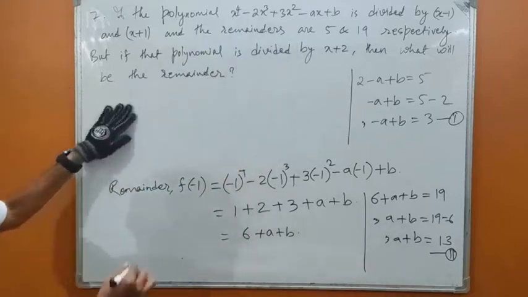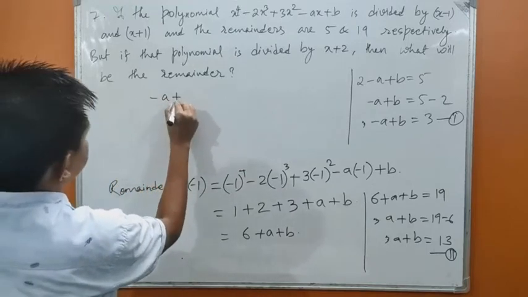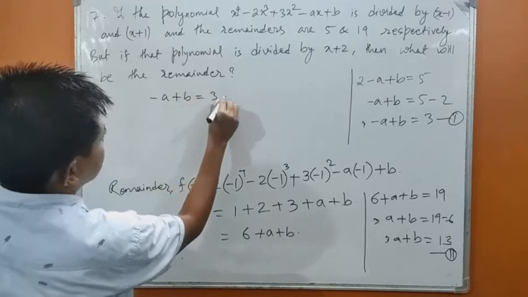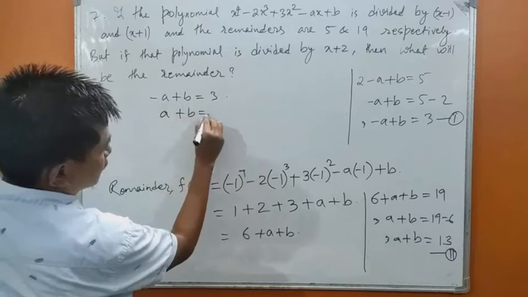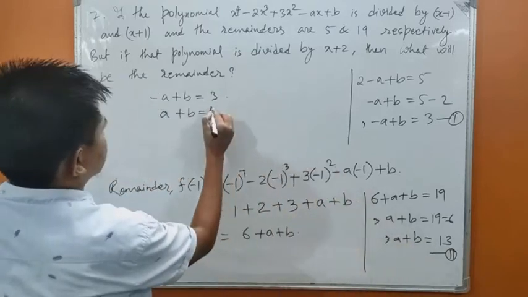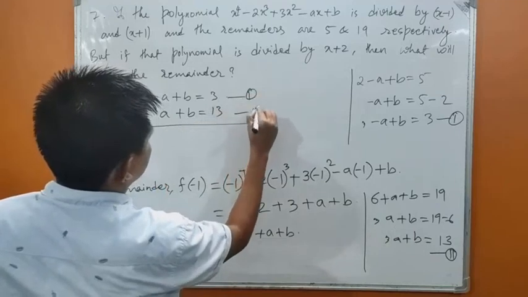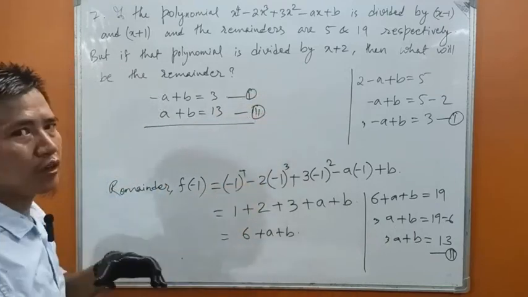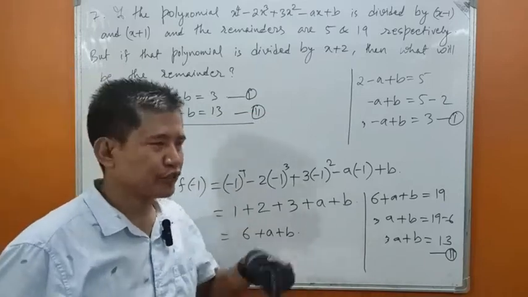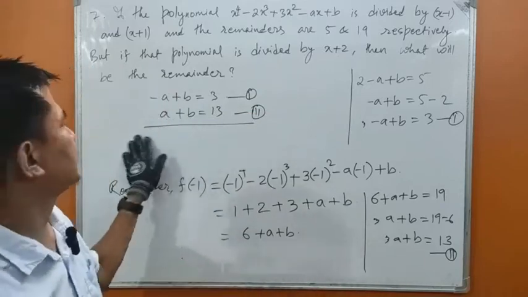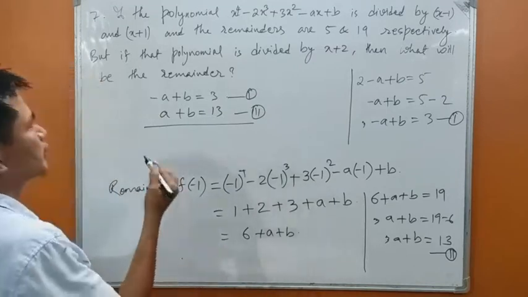Since minus a plus b equals 3, isn't it? And we have a plus b equal to 13. This is equation 1, this is equation 2. We have learned to solve simultaneous equations. Please find the link below in the description and watch the simultaneous equations video. We have already done that chapter in our previous video.